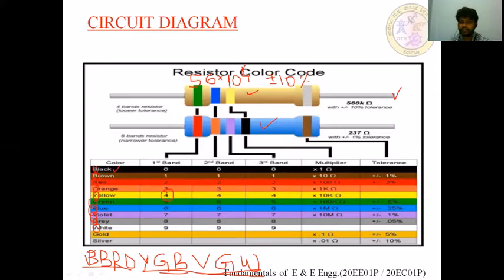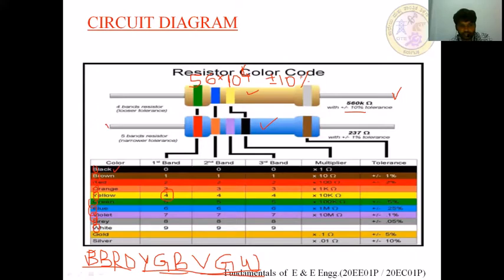resistance value. This value we obtained from the color coding method, right? Similarly, we can test this resistor by using a multimeter. We will also get the same value, 560 kilo ohm plus or minus 10%. Either 10% more or 10% less value will be obtained in the multimeter.